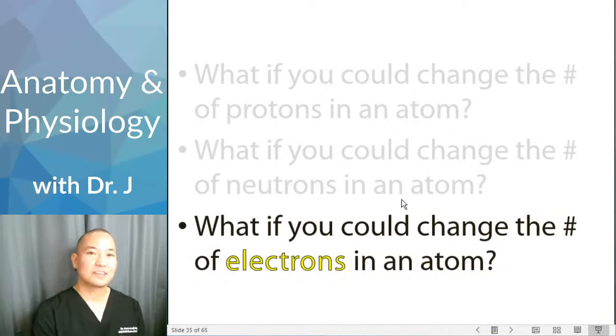All right, last, the subatomic particle. Change the number of protons, you change the element. Change the number of neutrons, you have different isotopes. What if you could change the number of electrons in an atom? This happens in cells all the time.